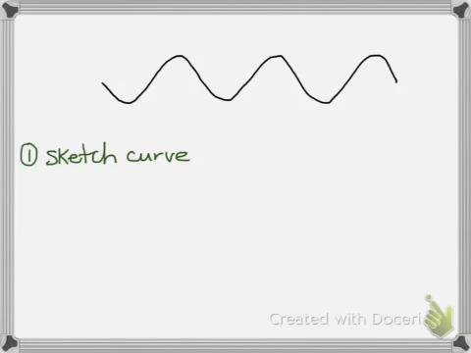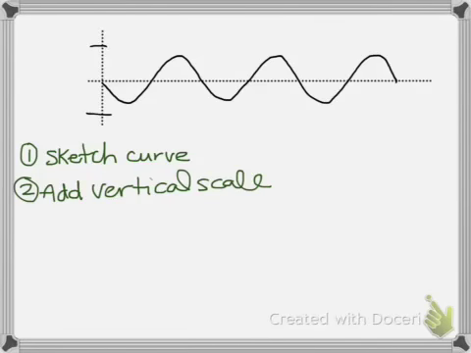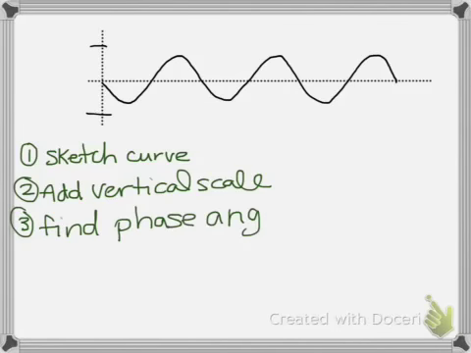Okay, so here are the steps of graphing a sinusoid. First, you're going to sketch the curve. Just sketch a curve that looks like this. Secondly, you're going to add your vertical scale. Third, you're going to find the phase angle and label it.